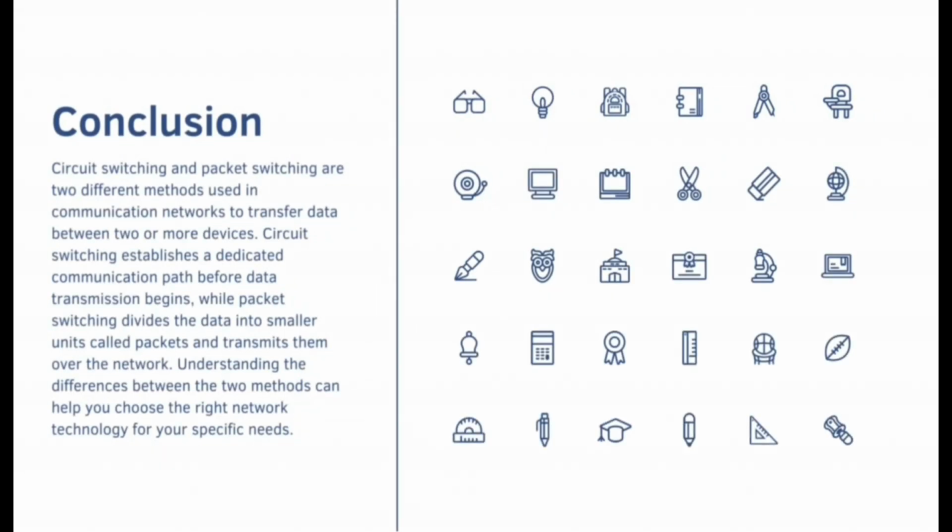In conclusion, circuit switching and packet switching are two different methods used in communication networks to transfer data between two or more devices. Circuit switching establishes a dedicated communication path before data transmission begins, while packet switching divides the data into smaller units called packets and transmits them over the network.